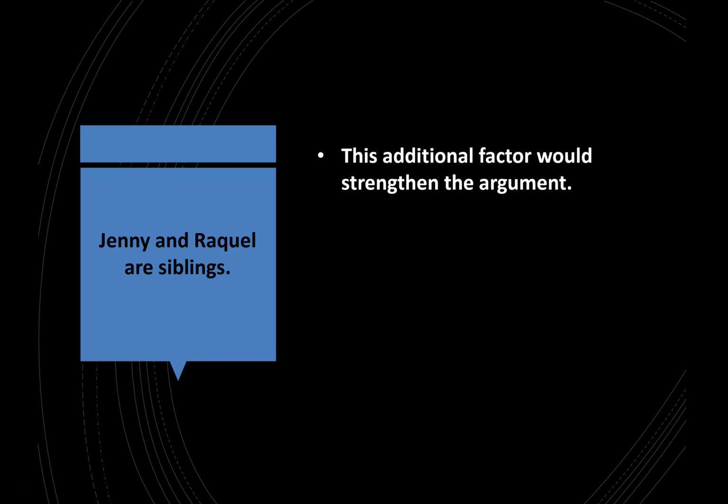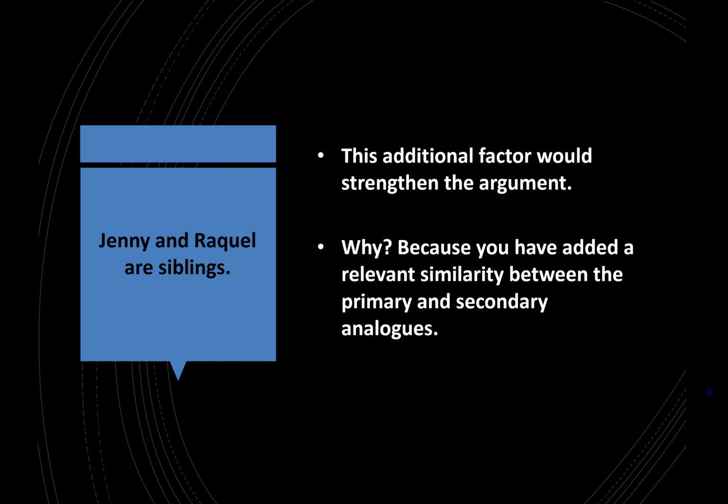What if you add that, as it turns out, Jenny and Raquel are siblings? They're sisters, right? Well, that additional factor would strengthen the original argument, right? Why? Because you've added a relevant similarity between the primary and secondary analogs, between Raquel and Jenny. And the relevant similarity is their DNA, right? DNA is a large predictor of the kind of results you get from exercise. So that would strengthen the argument.